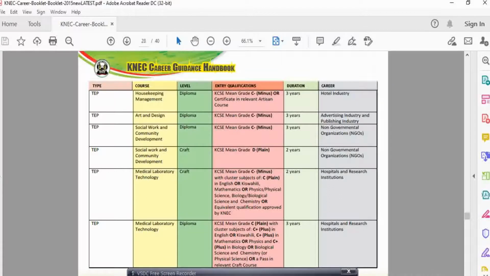There are also other courses in community work. You can check the courses here. Medical lab technology, so at diploma level. The requirements are more detailed here. For medical courses, the cluster is usually an issue, and here you'll be working in hospitals.